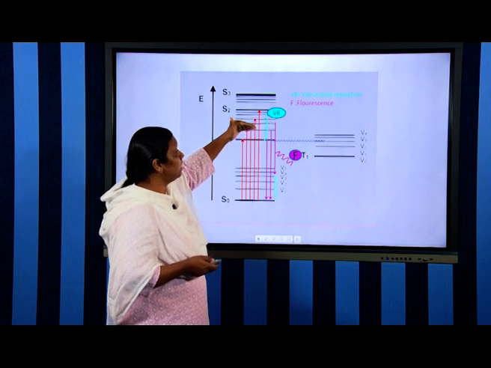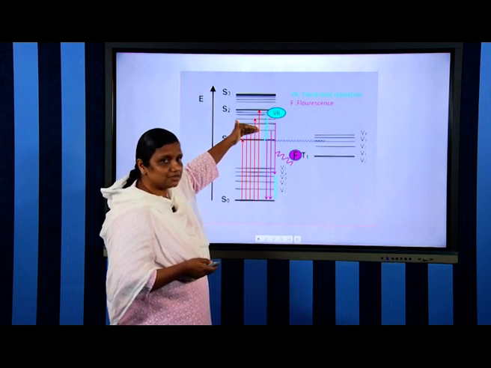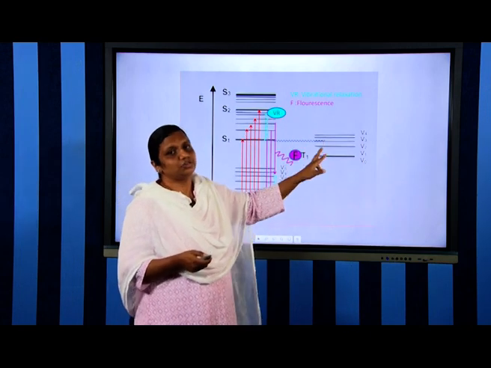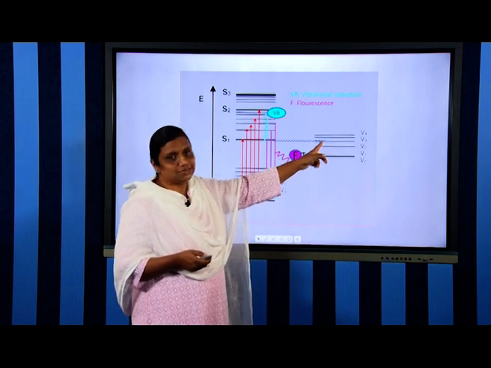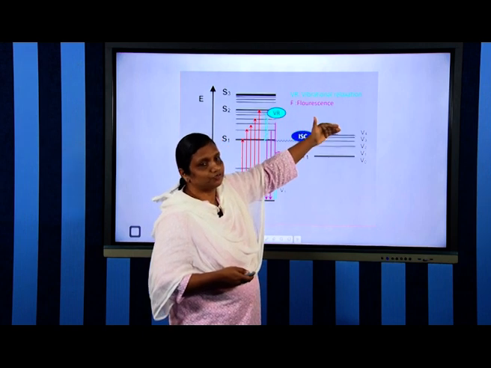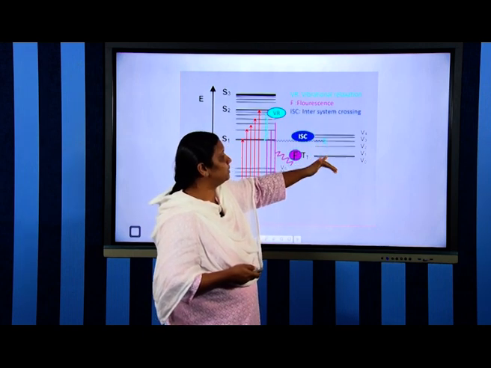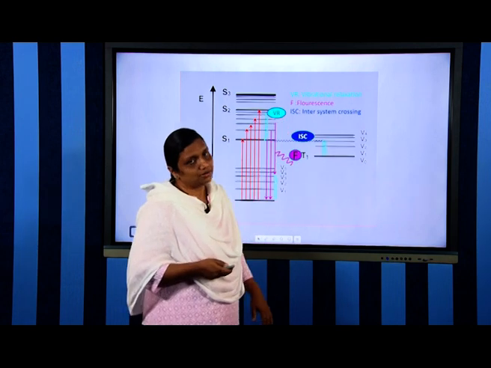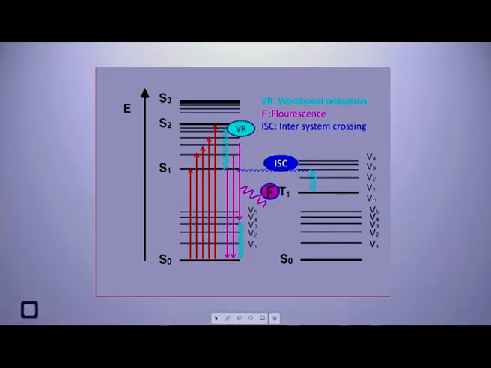The electron goes to the lowest vibrational level of the first excited state, and from there it switches its spin, the electron spin changes, and then it goes to the triplet state. Now, that is called intersystem crossing, ISC, which again is a non-radiative relaxation. Now, from the higher vibrational level of the triplet state, it can go down to the lowest vibrational level of the triplet state via vibrational relaxation. Again, vibrational relaxation can happen, non-radiative relaxation.